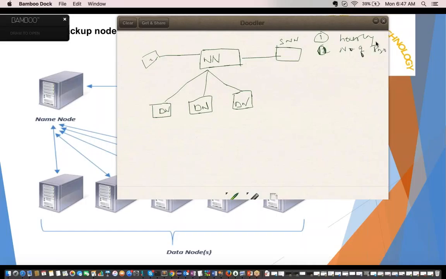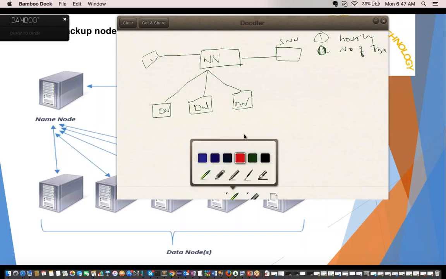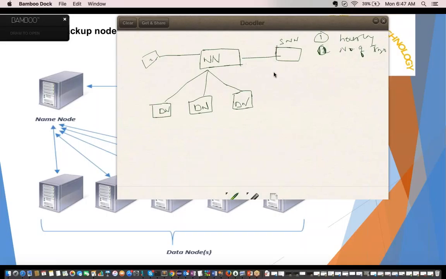What will this backup node do? It will keep interacting with your data nodes and your name node. Your backup node will always stay in sync with your name node. Whatever transactions are happening in your cluster will be updated into the name node's RAM, and the same information will be updated into your backup node's main memory. Again, your backup node also maintains the fsimage and edit log on its local hard disk.